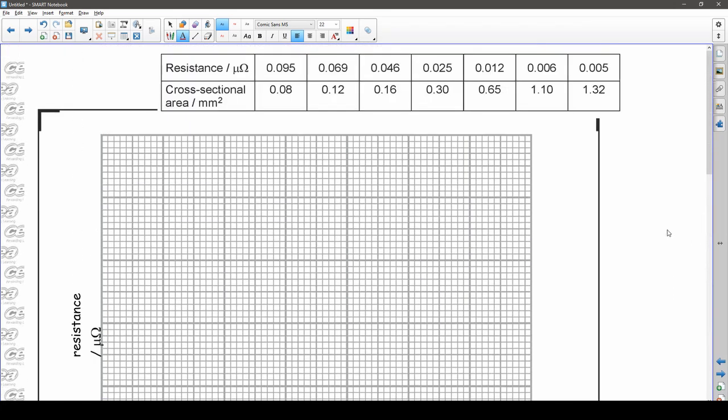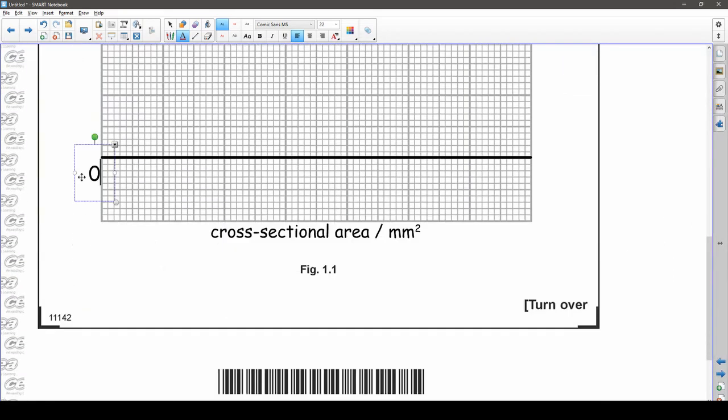Check that I'm putting the right one in here. Yep, for cross-sectional area. So 0 there, then 0.2 here, 0.4 here, 0.6, 0.8, 1.0, 1.2, and 1.4.